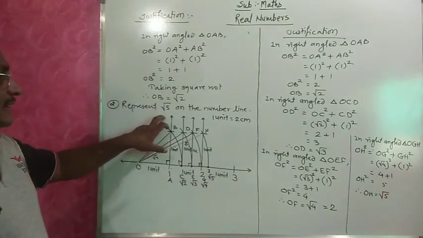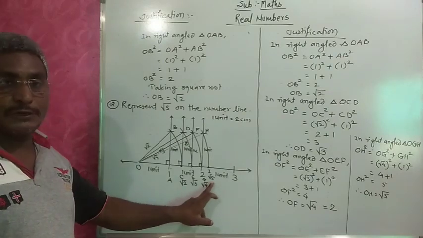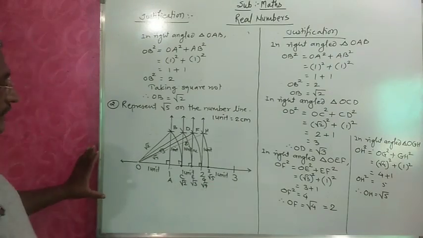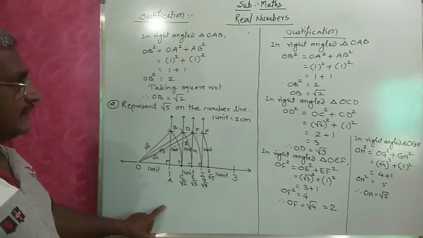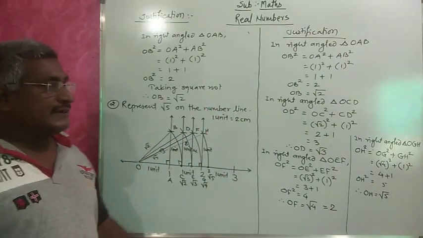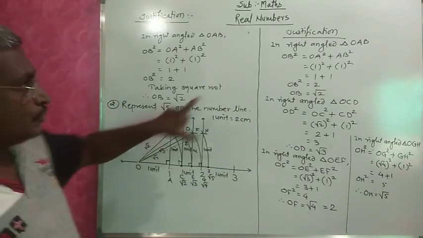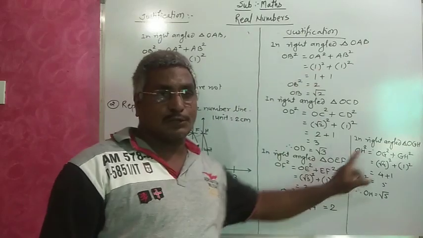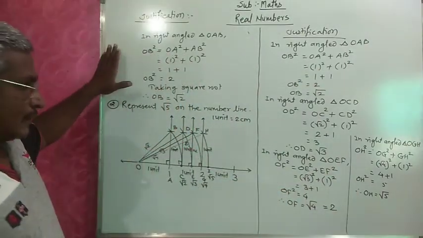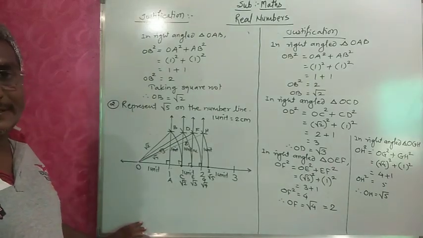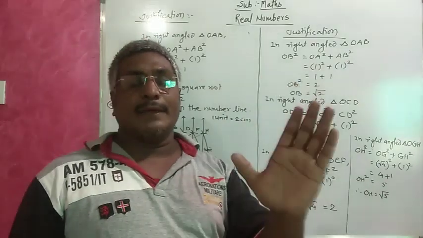What has to be represented? Root 5 on the number line. Got it, student, root 5? So in this way we have to continue. So this method is called the unit square method. After this construction, you have to write the justification also. It is compulsory. Hope you understand, student, this first method, unit square method.